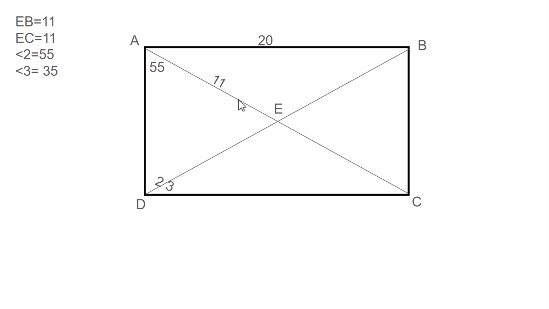Angle 2 is 55 because the angle split in half equals 90 degrees. So 55 plus 35 is 90 degrees. Last one is DC. DC is 20 because the opposite sides are congruent and parallel.